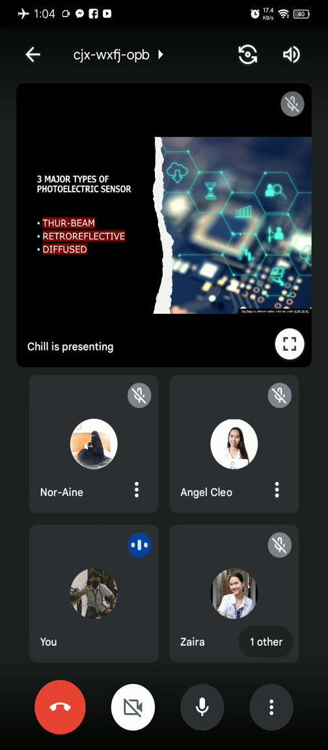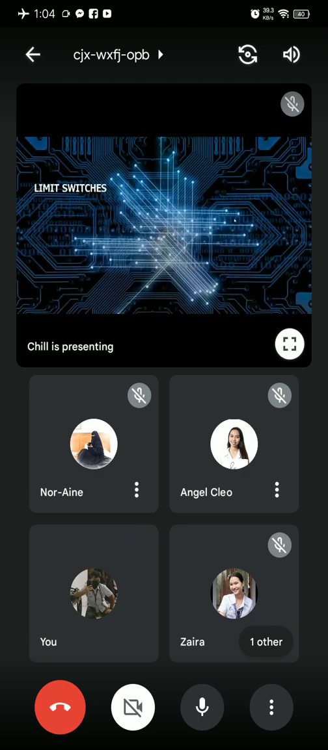So next are the limit switches. A limit switch is an electromechanical device operated by a physical force applied to it by an object. This report was supposed to be Jasper's, but he is absent, so I will just cite an example.